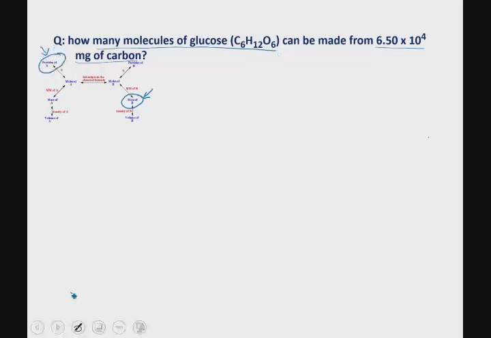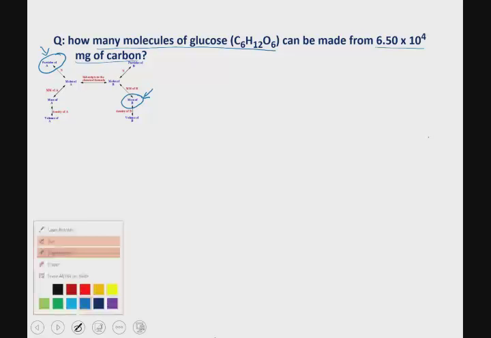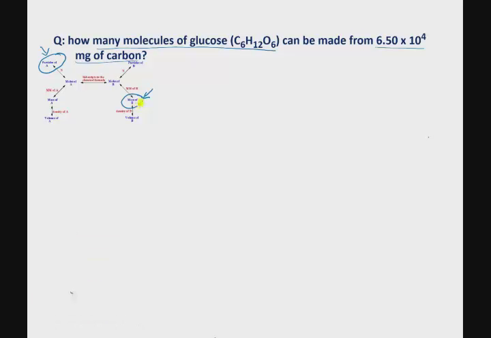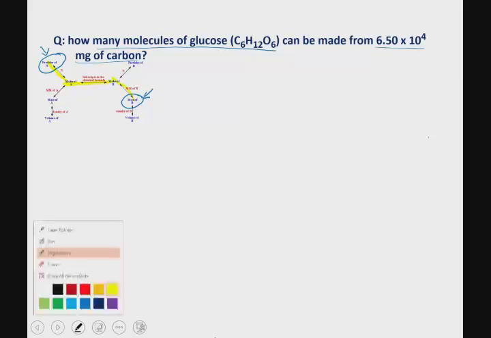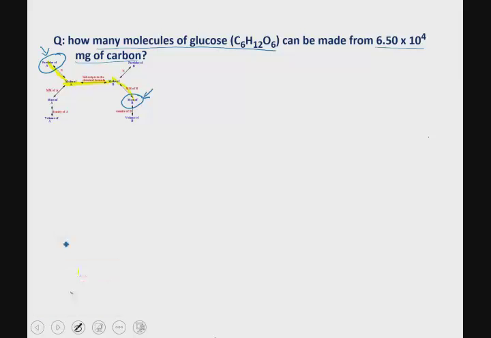So once again, our path is clear here because we have to start with mass of carbon, convert that into moles of carbon. Moles of carbon can be converted into moles of glucose that has that carbon, and then moles of glucose can be converted into molecules of glucose to contain these many milligrams of carbon. Okay, so let's set up this problem. We once again start with what's given, 6.50 times 10 raised to 4 milligrams of carbon.